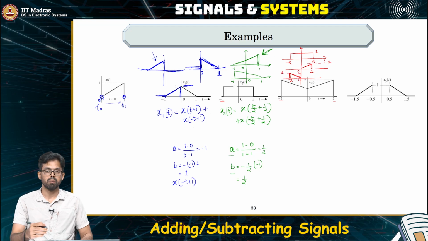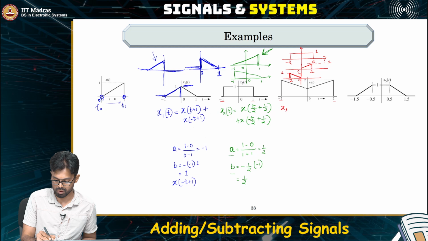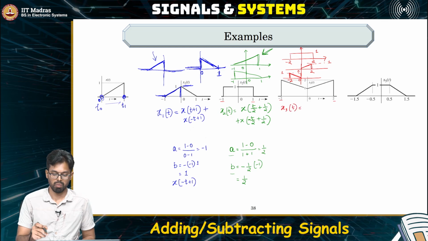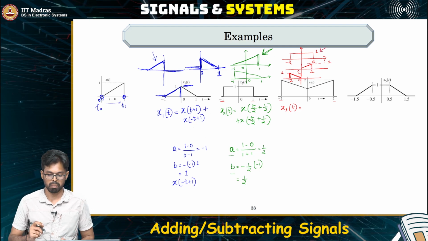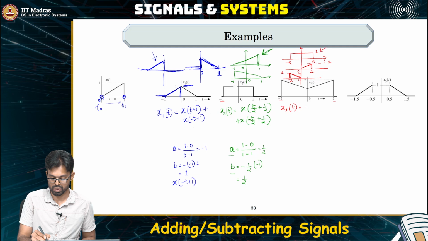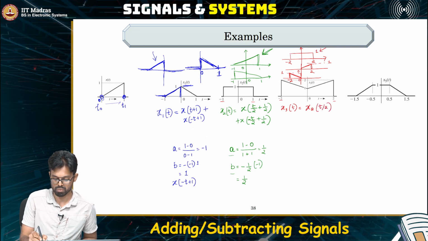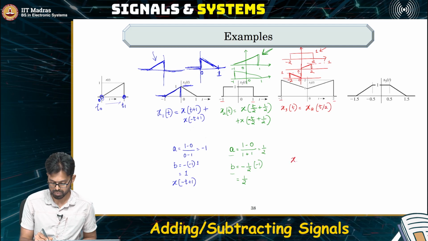And then I'm going to add up all these 3 signals to get whatever is required. So x3 of t is, as you can see, first the rectangular signal, but it is stretched in time, which means it is x2 of t by 2. Okay.